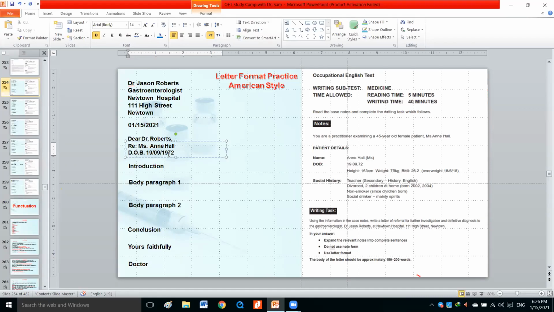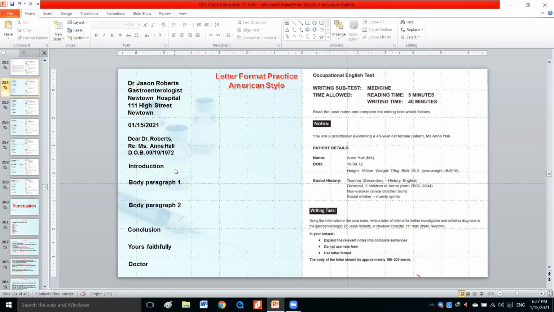Hall, yes, correct. DOB should be correct. The mistake here, as you see in American style, you have to write the DOB in American style again. So you'll start with the month, 09, then 19, then the day. After that, blank line, introduction, blank line, body paragraph 1, then 2, with blank lines, conclusion, yours faithfully.